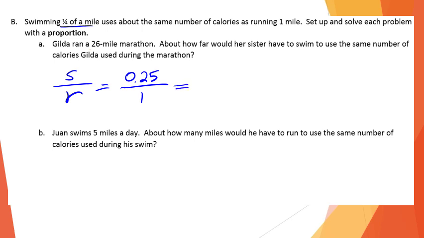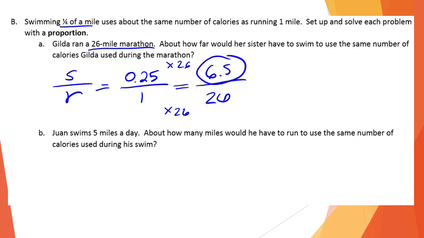So now Gilda runs a 26-mile marathon. So again, I've got to make sure that I'm putting the running with the other running. So the 26 is going to go on the bottom, and I'm looking for a scale factor. So 1 times 26 makes 26, and then 1/4 of 26 would be 6.5. And so if I swim 6.5 miles, that uses the same amount of calories as running 26 miles.